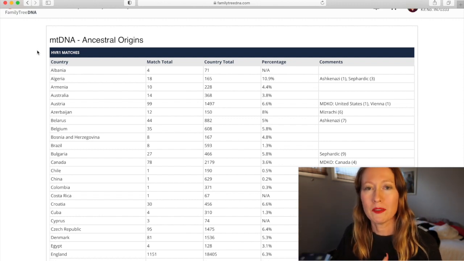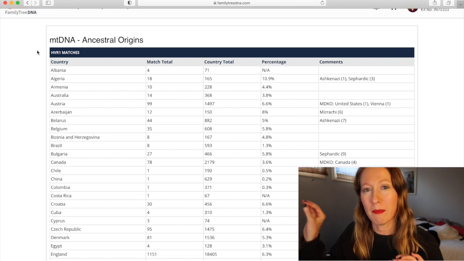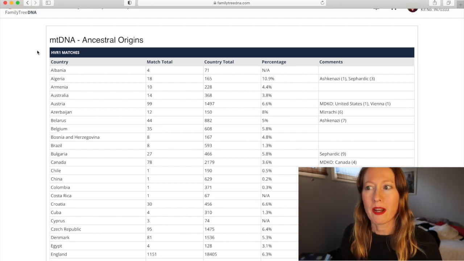So me, for example, my great, great, great grandmother, I think, is as far as I've gotten on that line. And she was born in Ireland. So for me, I would have logged Ireland as the furthest back that I was aware of. This is what other people have logged.